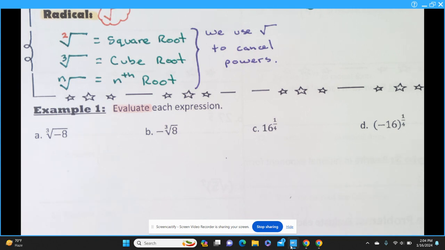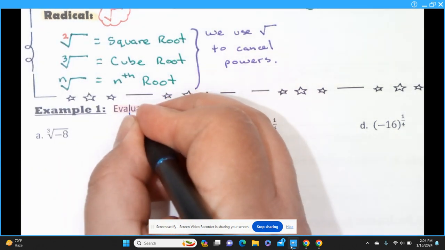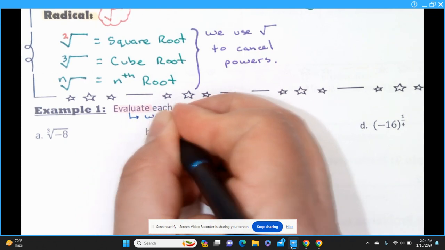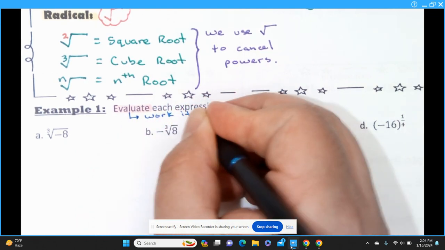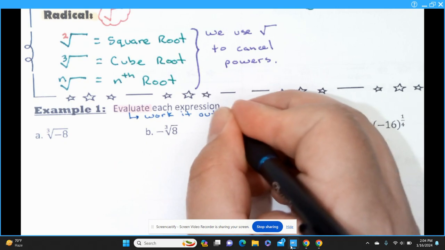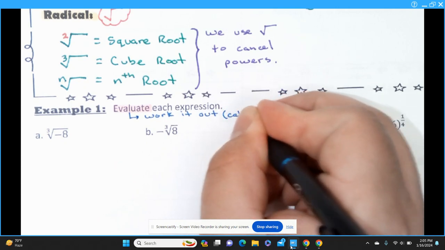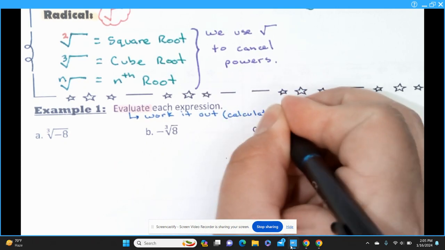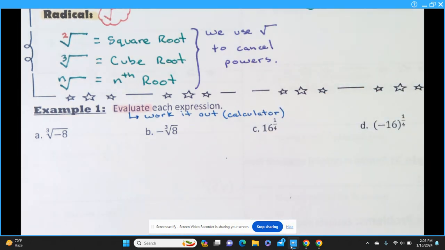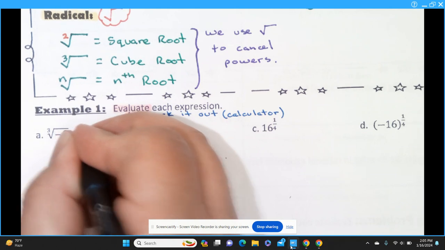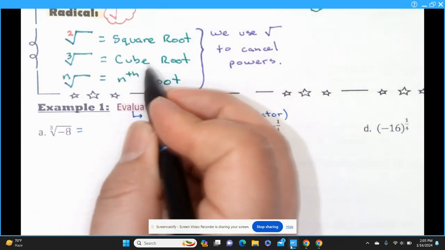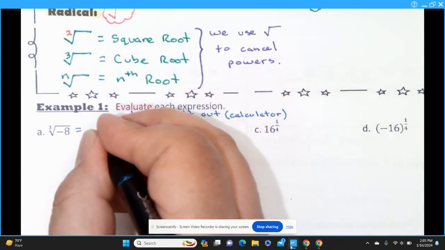So when they say evaluate, they're basically saying work it out. And sometimes, most of the time, we're going to use a calculator, but we'll do that later. We're going to work with a calculator in a bit. All right, so here we go. They want to know what is the cube root, right? That's how we read it, the cube root of -8.